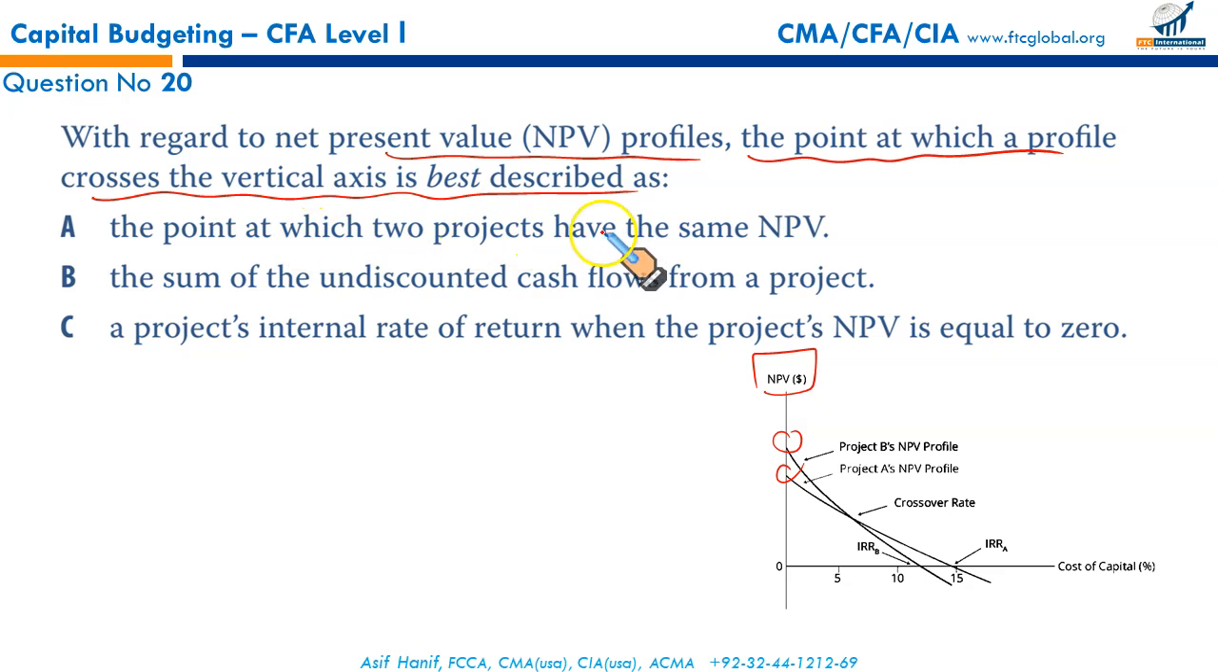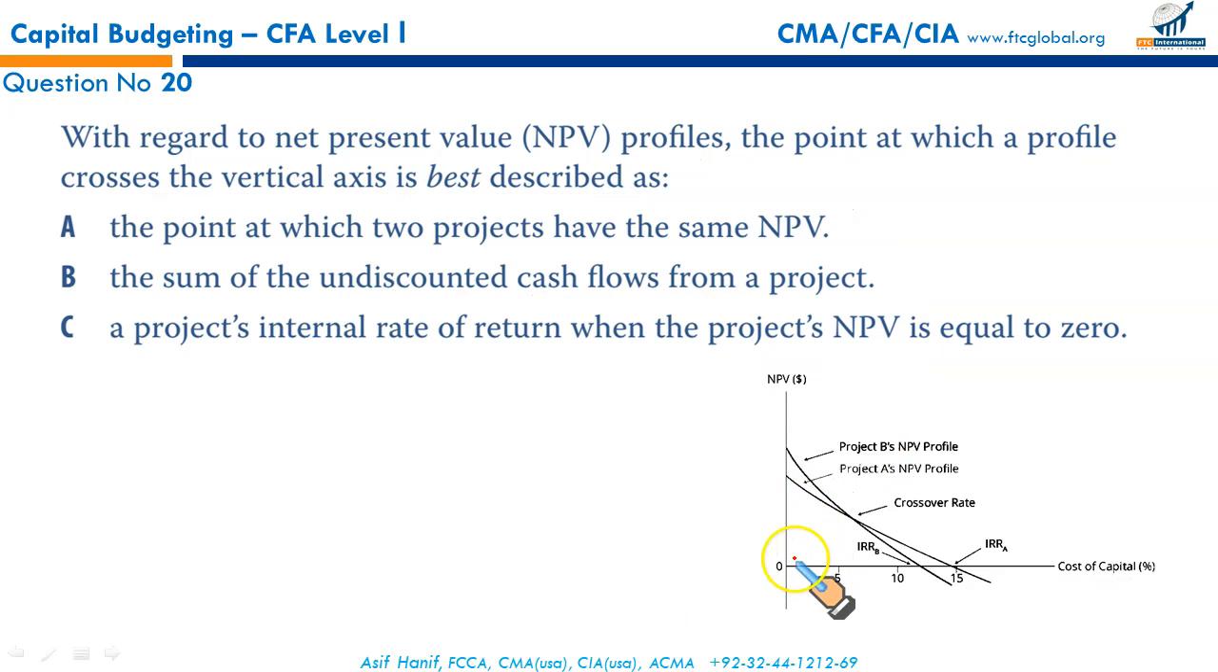The point at which 2 projects have the same NPV, no, that's the crossover rate, this one. The sum of the undiscounted cash flows, because on the x-axis we have the cost of capital, right? If the discount rate is 0, what does it mean? We are simply adding up all the cash flows. So when the curve cuts the y-axis, this point shows simply the sum of undiscounted cash flows from the project, because the discount rate has been used as 0.